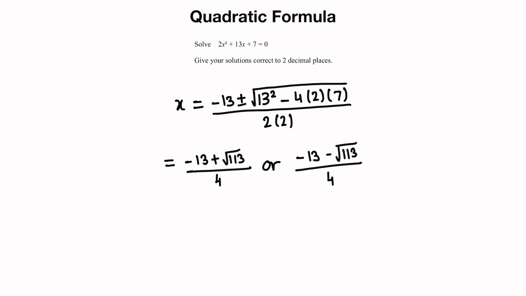So I've just simplified what's in the square root. And that's why, like I said, we got minus 13 plus root 113 over 4, then minus 13 minus root 113 over 4. And those are our two solutions. We just put that into our calculators, and that gives us these two numbers to 2 decimal places, and that's our answer.